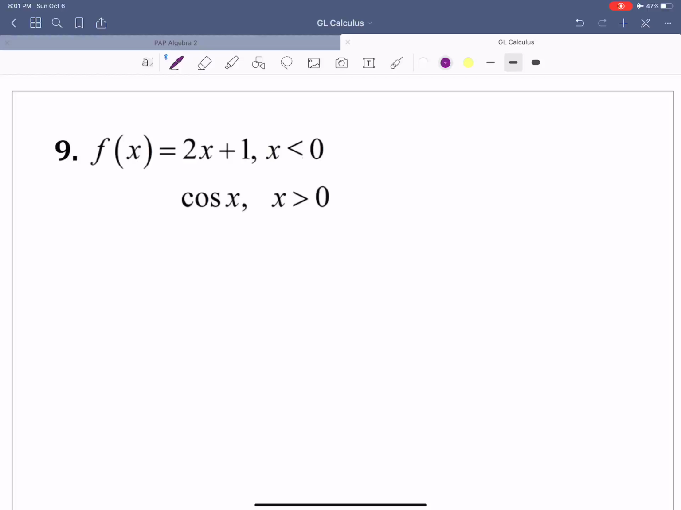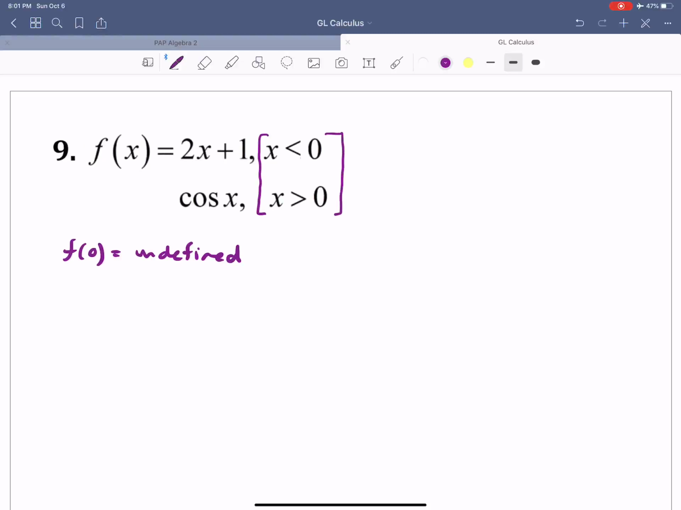Okay. Next one, another trig equation. Here, we're going to approach this the same way. But we actually don't have to get as far on this one, because this is a sneaky problem. If you look at the way this piecewise is defined, f of 0 is undefined. So if the function's not defined at 0, you automatically know that it's going to be discontinuous. But we still need to check the limits to see if it's removable or non-removable.